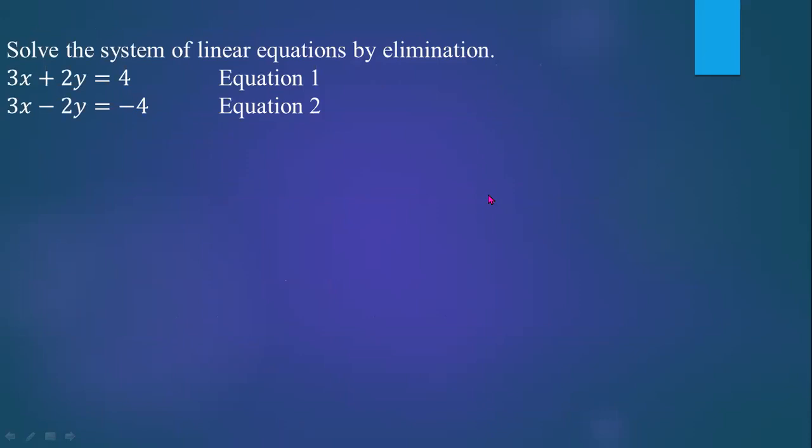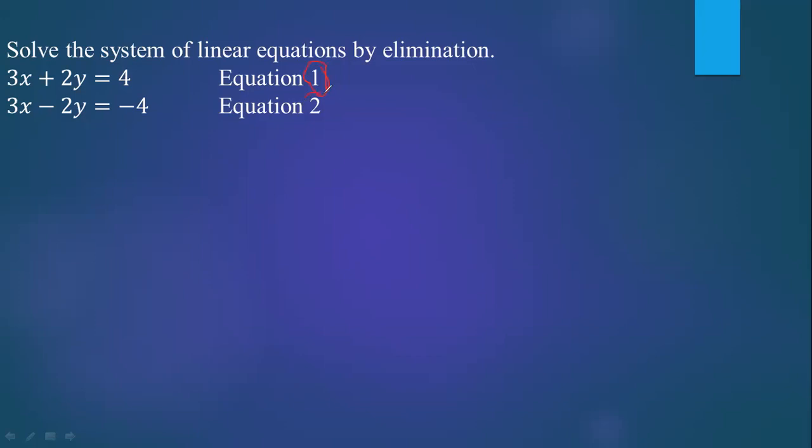Okay, now take a look at the equation on your screen. Online, you follow? So you have there the linear equations in two variables, 3x plus 2y equals 4, and 3x minus 2y equals -4. So from there, we have our equation 1 and equation 2.